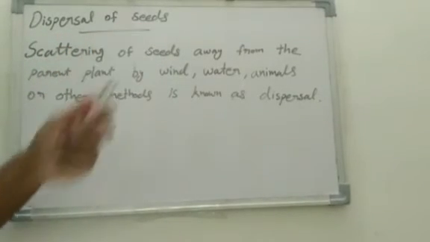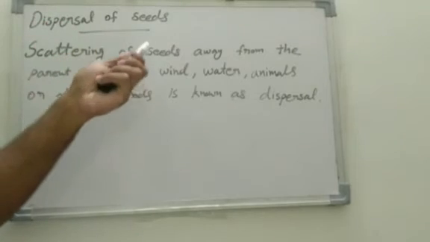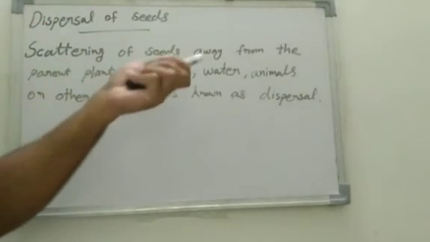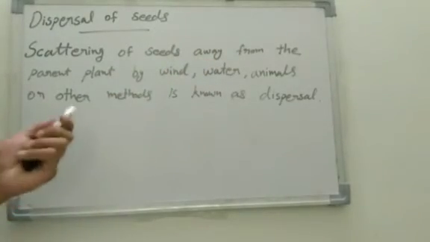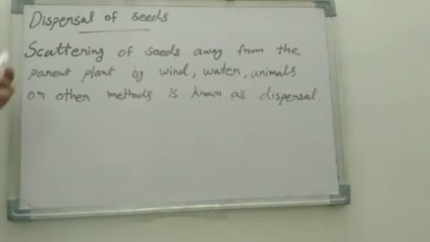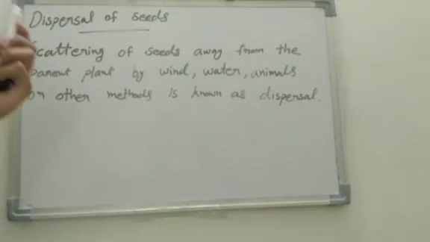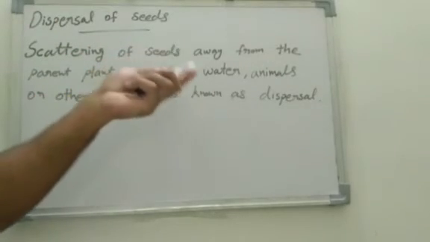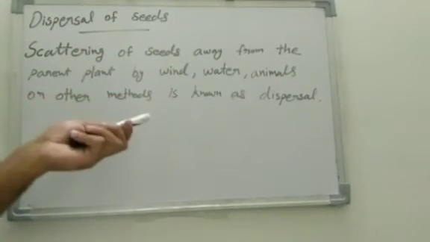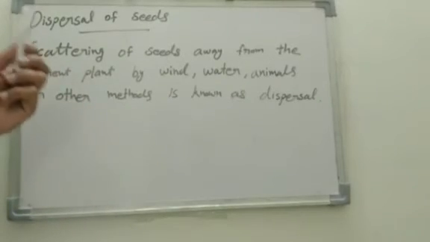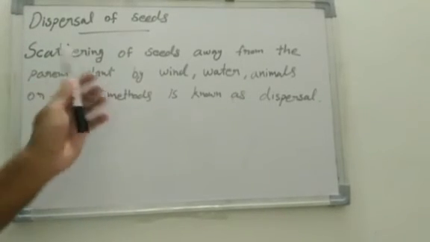Dispersal of seeds. Scattering of seeds away from the parent plant by wind, water, animals or other methods is known as dispersal. Dispersal of seeds happens with the help of wind, water, animals or other methods. Due to this reason, we can call them the agents of seed dispersal.